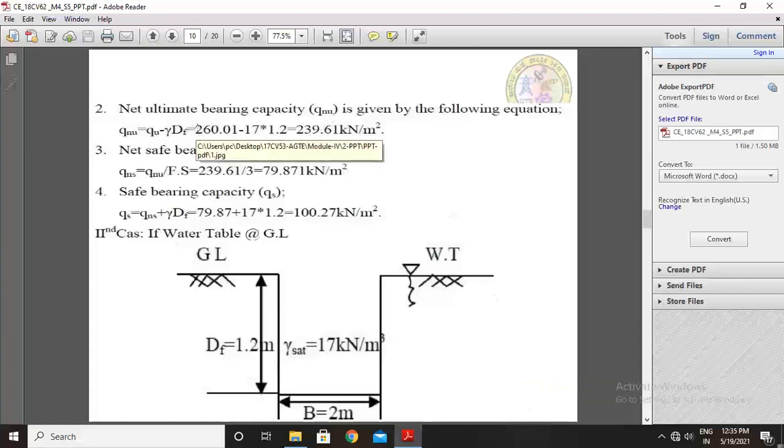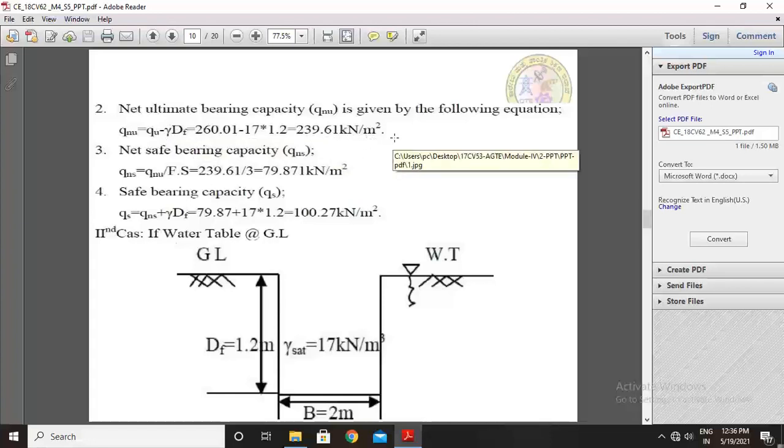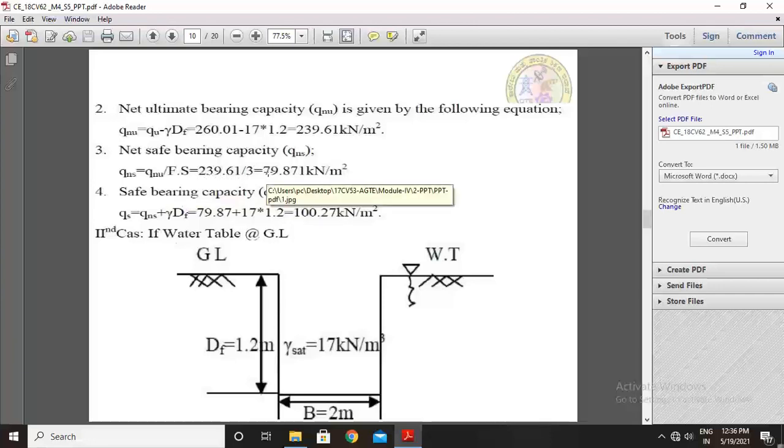Now the second step, the net ultimate bearing capacity is given by the following equation: QNU equals ultimate bearing capacity minus overburden pressure. Substituting the values, we get 239.61 kilonewton per meter square. Next, calculate the net safe bearing capacity. QNS is given by QNU divided by the factor of safety. So QNU is 239.61 divided by factor of safety 3, and we get 79.871 kilonewton per meter square.